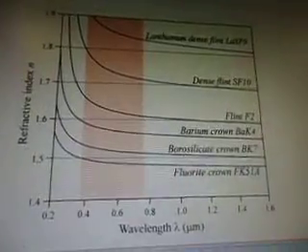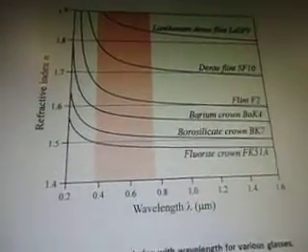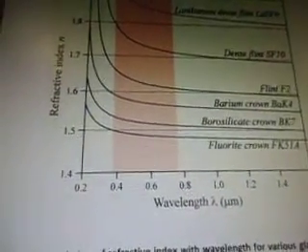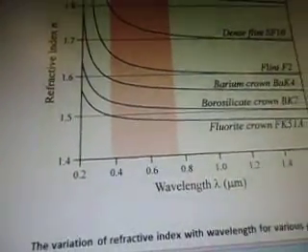So here's the graph here. It says lanthanum dense flint, barium crown, borosilicate crown, and fluorite crown. Again, these are all keywords as well. Fluorite, borosilicate, barium, they all came up before. Lanthanum's come up before in the crystals, okay?